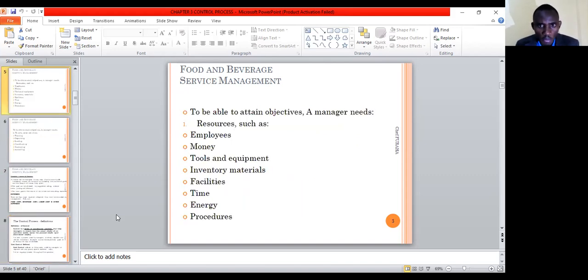Of course, a food and beverage manager is not going to work alone. He or she needs other resources like employees. He is not enough by himself. He must get employees to help. Money. He needs money. He needs tools and equipment. He needs stock, that is inventory materials. He needs facilities. He needs time. He needs energy. And standard procedures are needed for him to be able to be successful.